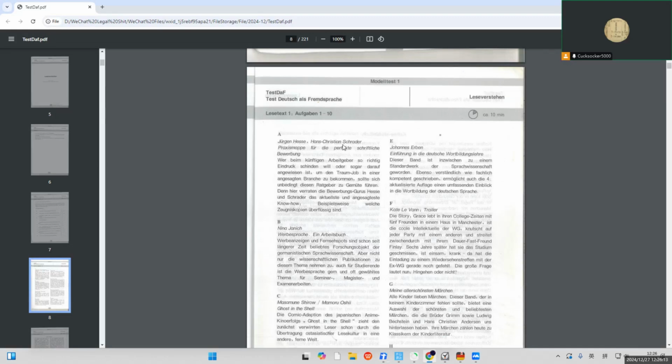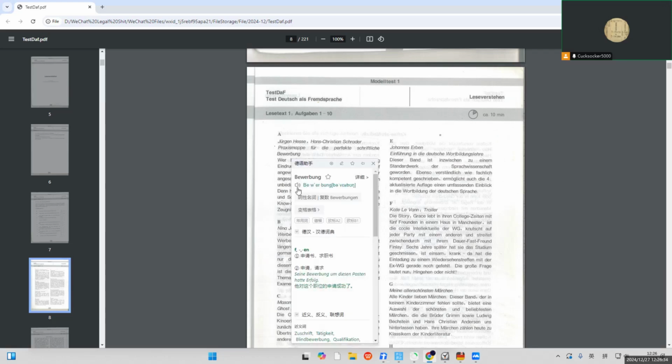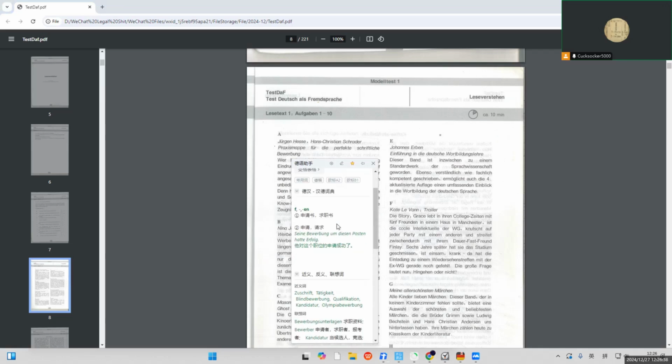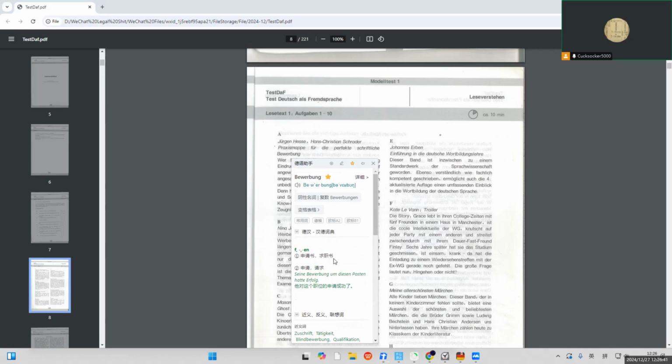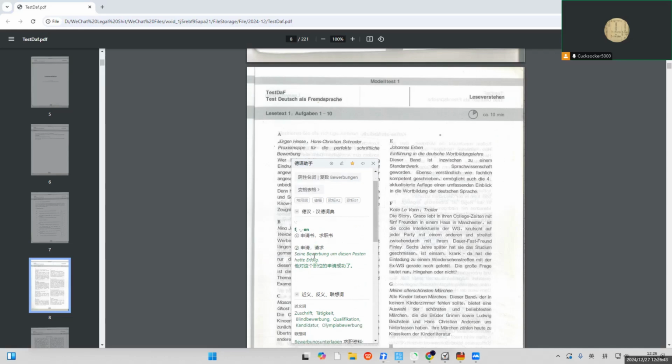Jürgen Hesse, Hans Christian Schrader. I don't know, this may be a guy. Praxismappe für die perfekte schriftliche Bewerbung. Okay, practice map for the, I think it's a roadmap for the perfect schriftliche Bewerbung, written advertisement. Oh, it's not advertisement. I thought it was an advertisement, but it is application. Seine Bewerbung um diesen Posten hatte Erfolg. Alright, Erfolg haben.